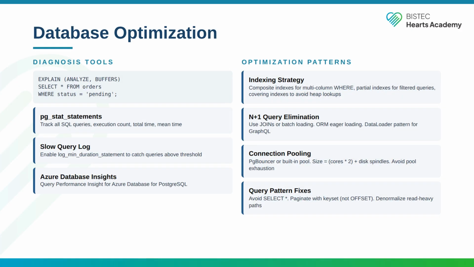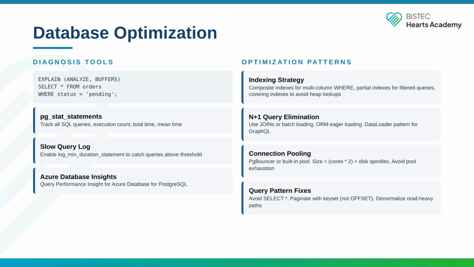Let's dive into level 3, database optimization. For most web applications, this is where the majority of request latency comes from. Starting with diagnosis tools, EXPLAIN ANALYZE is your first step for any slow query. It shows you the query plan the database chose, the actual execution time, and the buffer usage. You're looking for sequential scans on large tables, nested loops with high row counts, and sorts that spill to disk. Any of these signals points to a missing index or a poorly structured query.